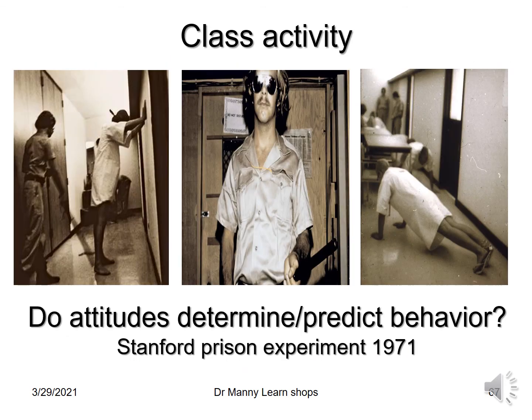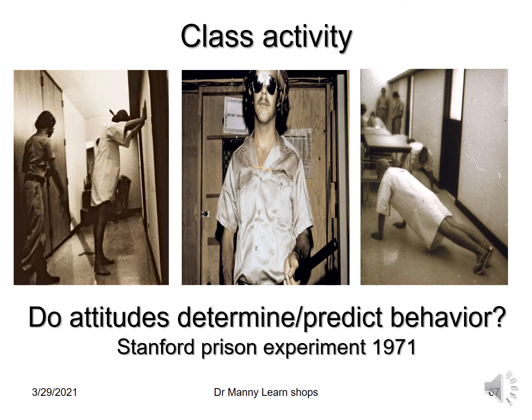Okay, let's have a look at this, just to break it up a little bit. Do attitudes determine or predict behaviour? This is a very interesting experiment that was done in 1971 called the Stanford Prison Experiment. This was a landmark psychological study on human response to captivity, in particular to the real-world circumstances of prison life. It was conducted in 1971 by Professor Philip Zimbardo of Stanford University.